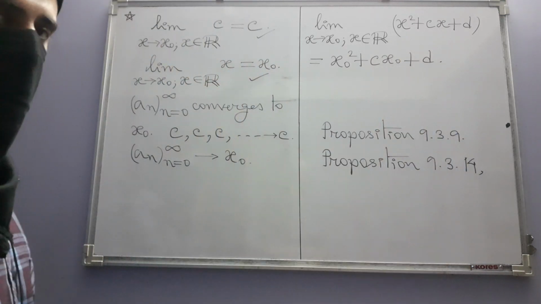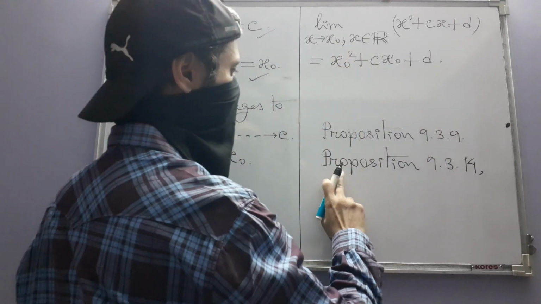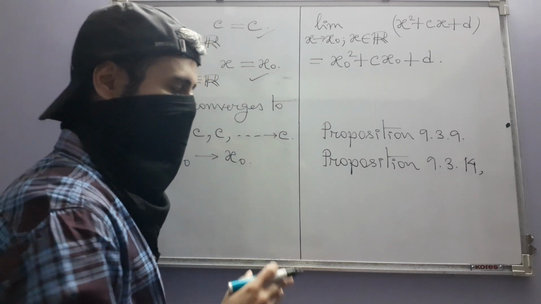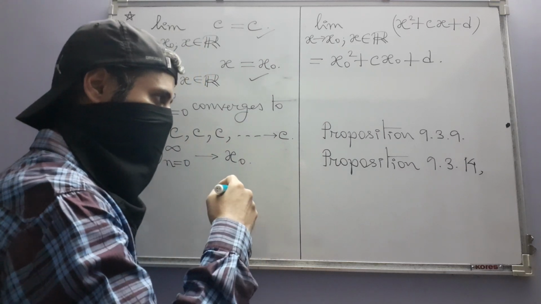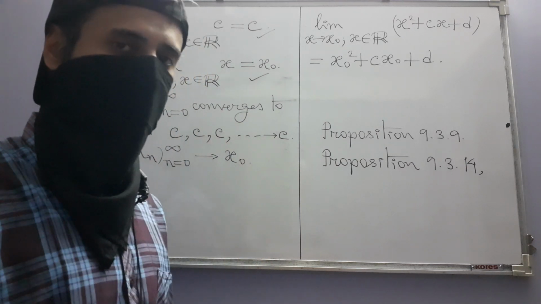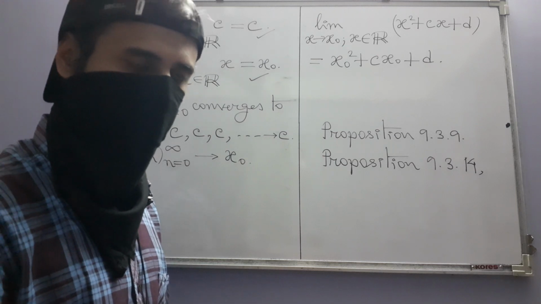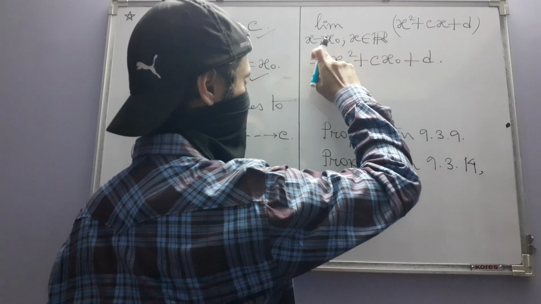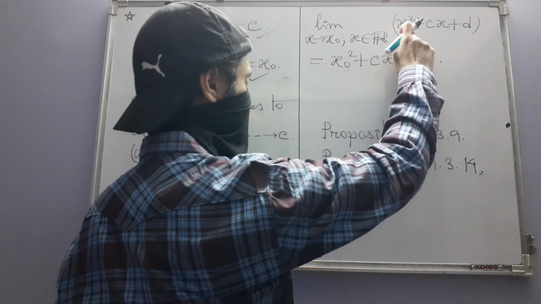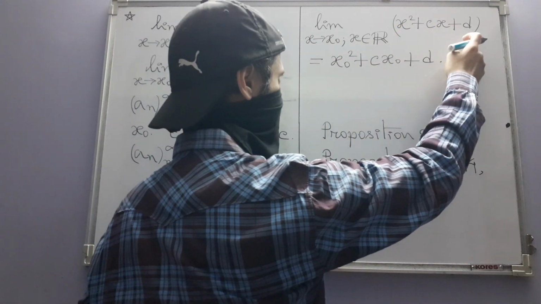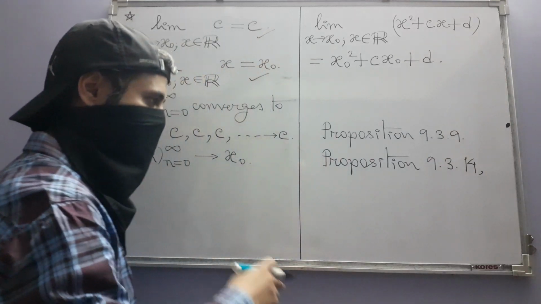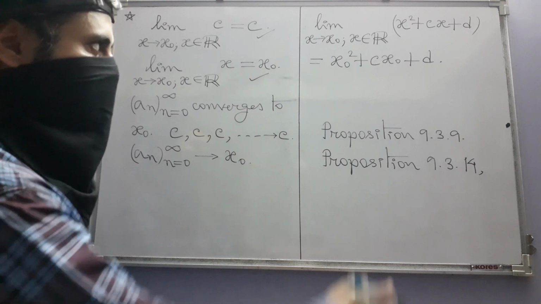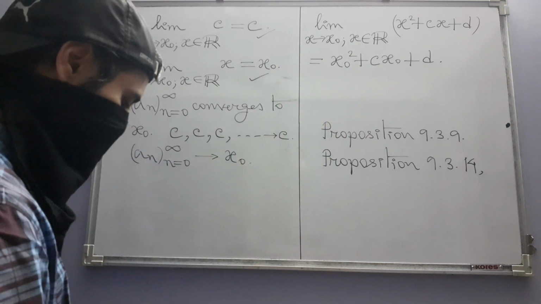You can do it in steps. Say first you apply the first part of this proposition, which says that the limit of the sum of two functions is equal to the sum of their limits. You can use that two times here, and then you can write this limit as limit of x square plus limit of cx plus limit of d, and then you can subsequently use the other parts, and then ultimately you will get this.